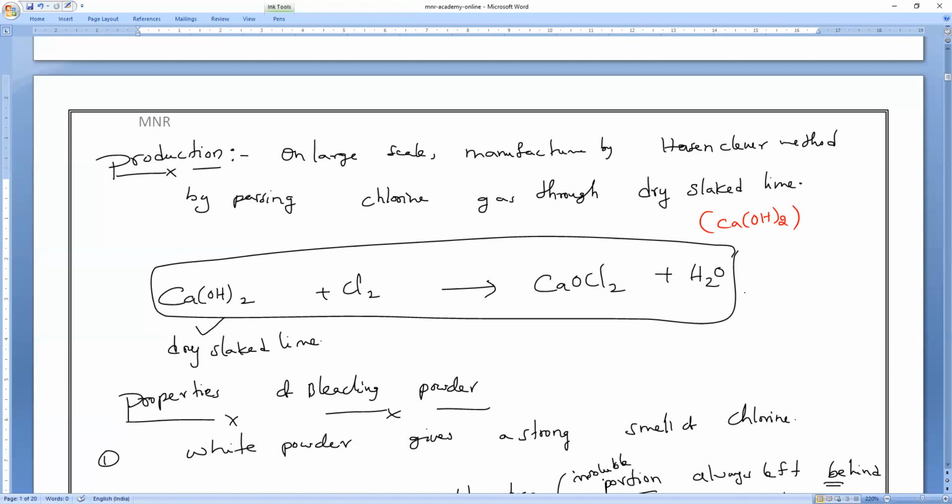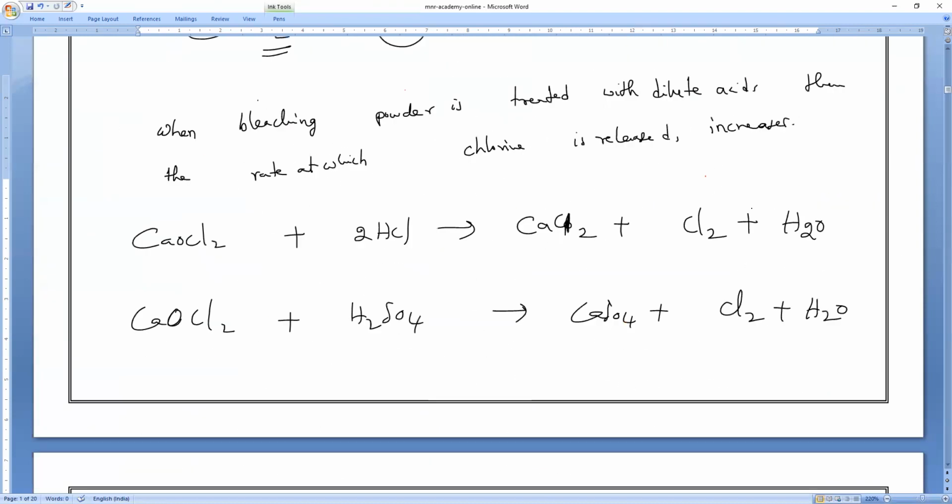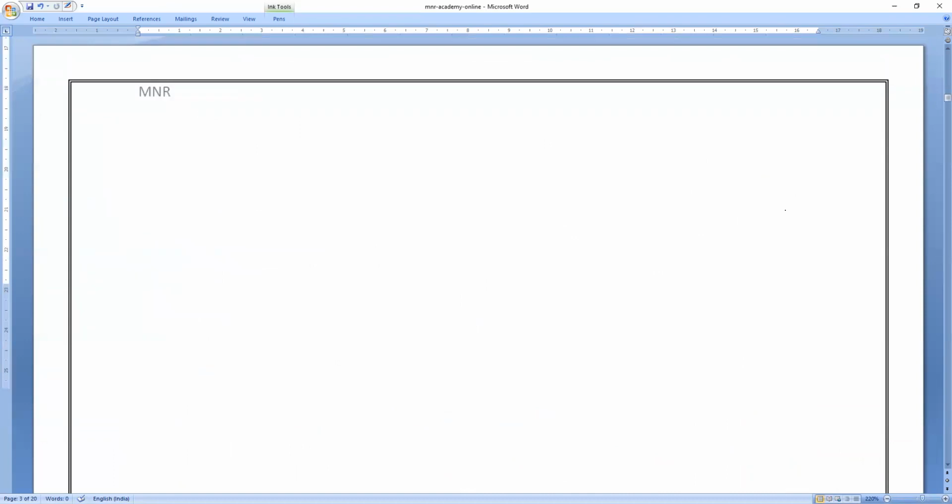That is why we store chlorine gas in the form of what? Everybody, respond. Bleaching powder. Clear, everybody? That is what you have to remember. So what is the actual bleaching agent present in the bleaching powder? Chlorine. Okay. Next, bleaching action.